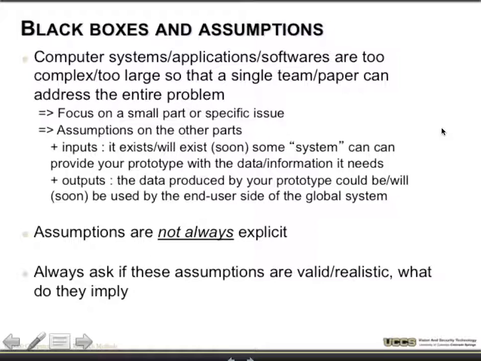Well, that may be unrealistic as an assumption because that problem might be harder than the problem I'm trying to solve. And that's actually not an uncommon problem. People have inputs that are more difficult than their own problem, and they may not say it explicitly. They've said explicitly, I use this as an input, but the assumptions that come with it may be more difficult to read. So as you're reading, ask if the assumptions are valid, realistic, and what they really imply.